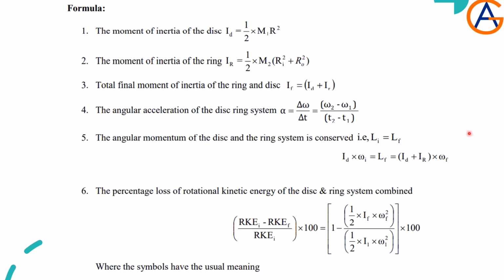In this experiment, we come across many formulas. The first ones are the moment of inertia of the disk, moment of inertia of the ring, total moment of inertia of disk and ring, angular acceleration, angular momentum, and the percentage loss of rotational kinetic energy. All these formulas we will discuss one by one during our experiment.